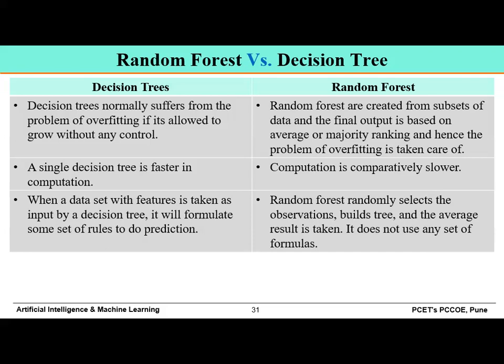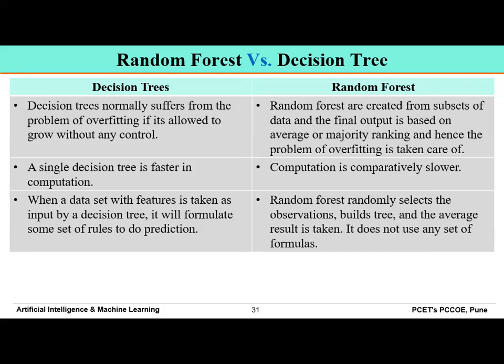Again, in this particular table, you will see the difference between random forest versus decision tree. Next, read the first difference. Decision trees normally suffer from the problem of overfitting if they are allowed to grow without any control. Okay, I will read now afterwards. Random forests are created from subsets of data, and the final output is based on average or majority ranking, and hence the problem of overfitting is taken care of.